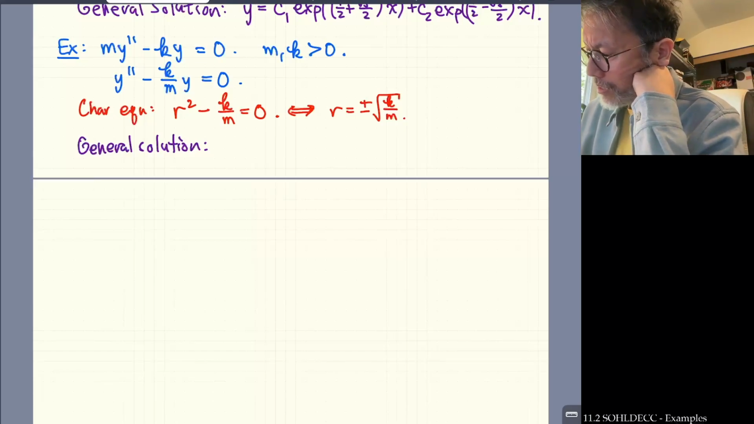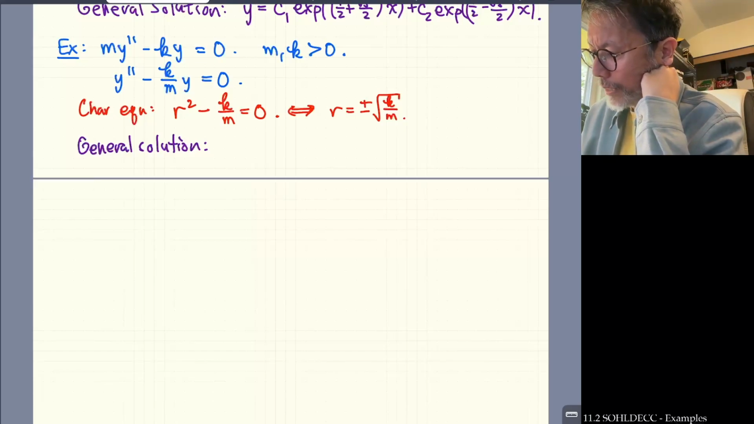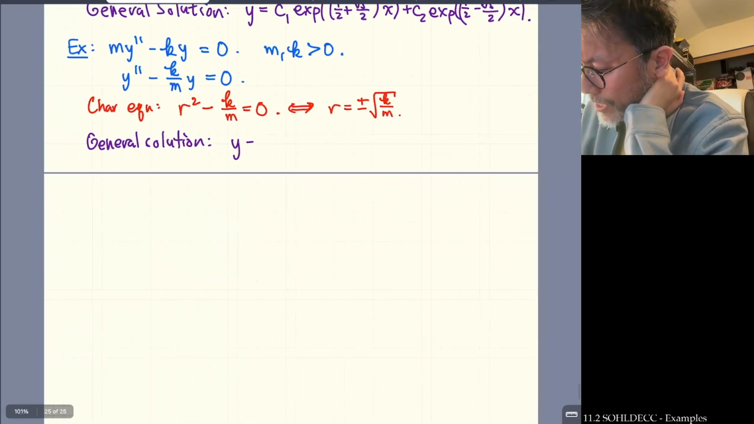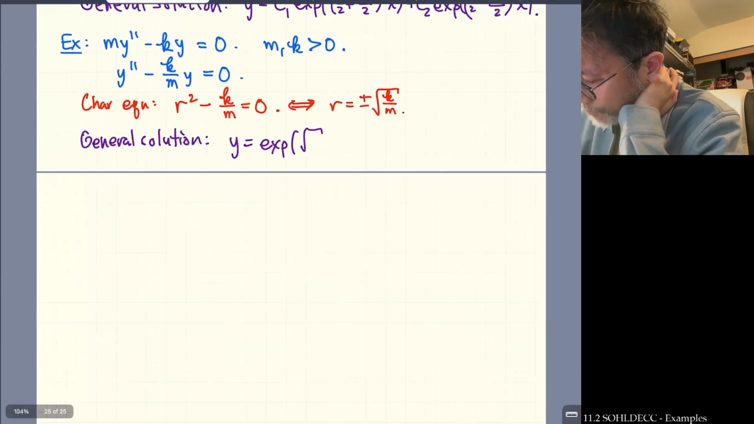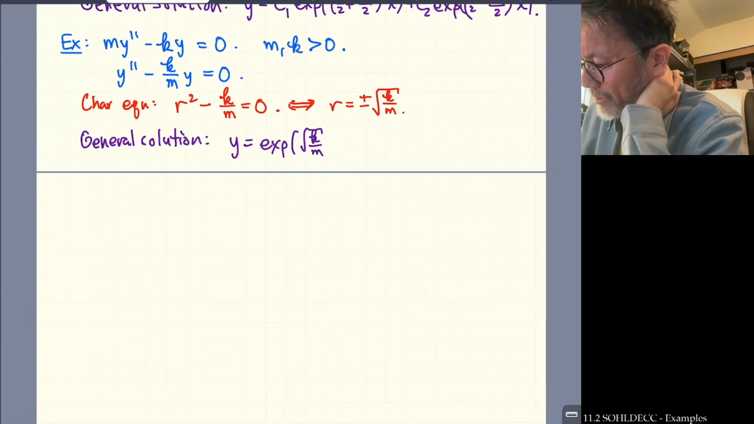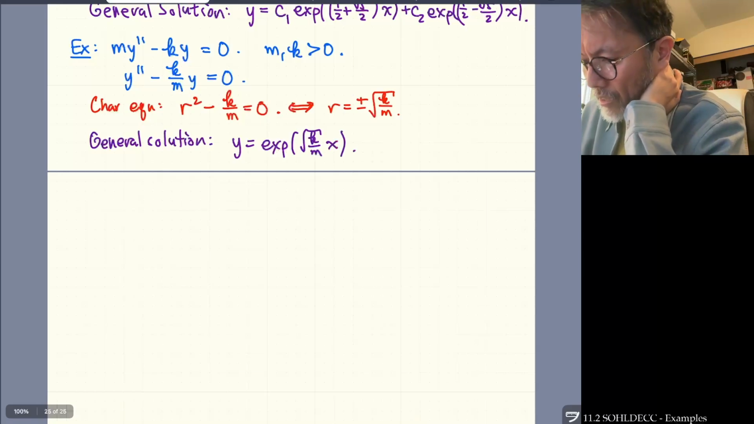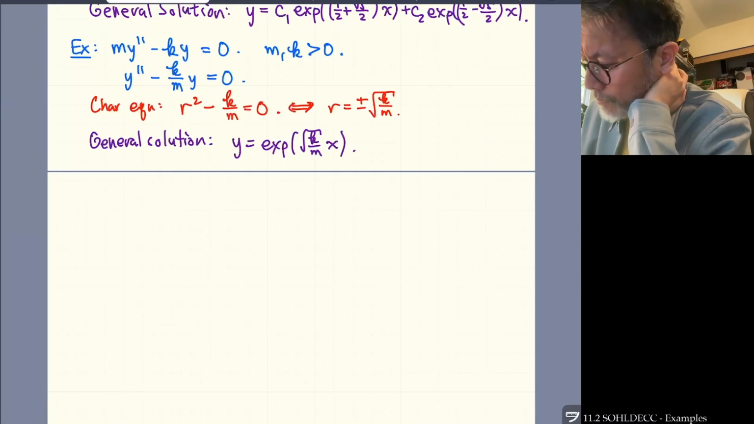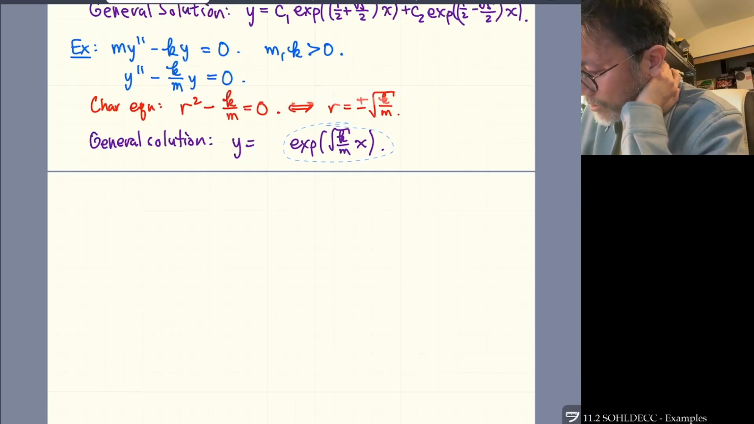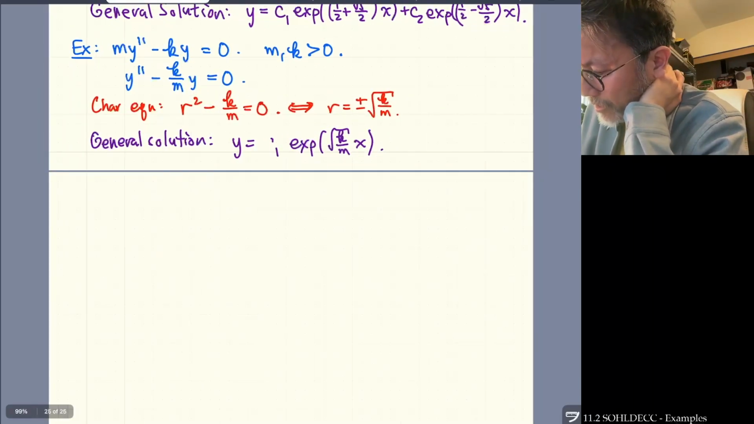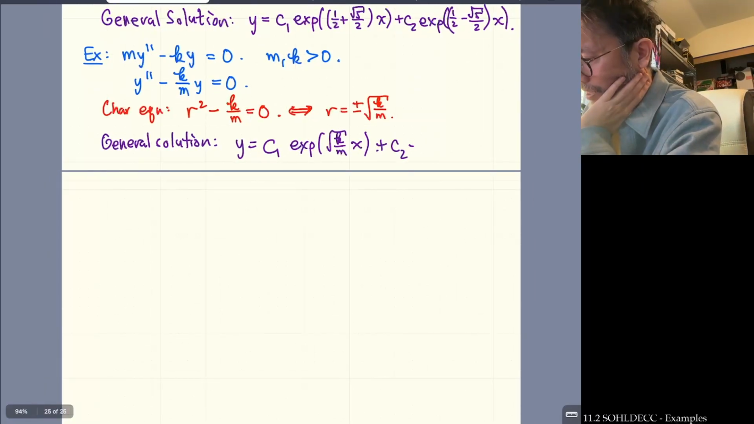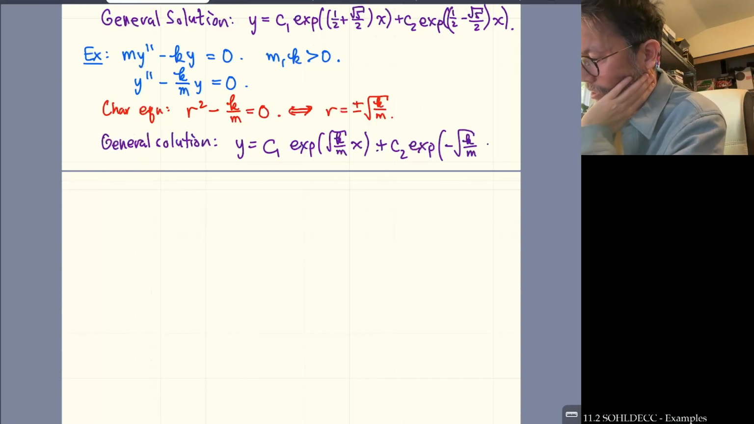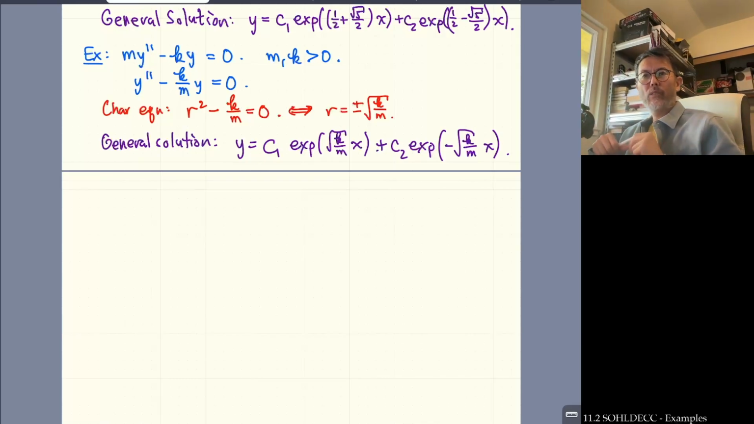Anyway, let's see. R is equal to plus or minus the square root of k over m. So the general solution is going to be y equals the exponential of square root of k over m times x. I need a C1 in front, of course. Plus C2 times the exponential of negative square root of k over m, the other root, times x. And that's the general solution.